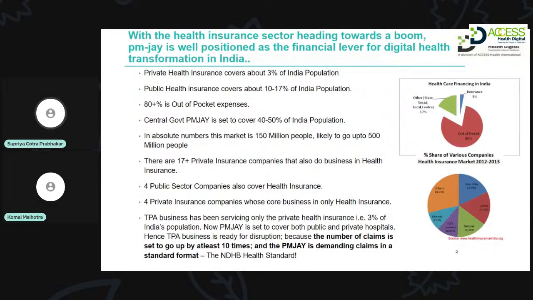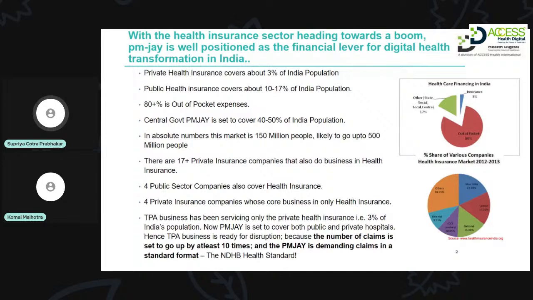With PMJ, there is a big push to ensure that a larger population comes under the coverage of health insurance. And this is happening because PMJ is set to cover both public and private hospitals. So, with a larger population coming under the health cover, the volume of health insurance claims is going to go up.